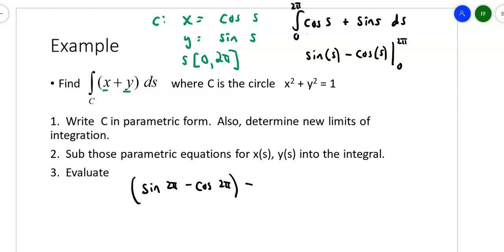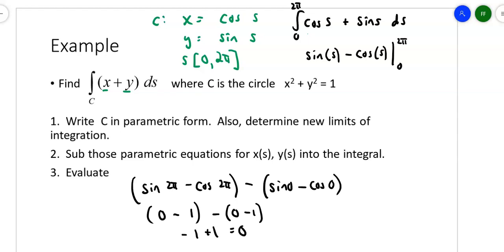So that's the upper limit of integration. On the bottom, I'll get the sine of 0 minus the cosine of 0. So the sine of 2 pi is 0, the cosine of 2 pi is 1, sine of 0 is 0, and the cosine of 0 is 1. So I end up with negative 1 plus 1, which is 0. So the value of that line integral is 0, and wouldn't it be great if they were all that easy?